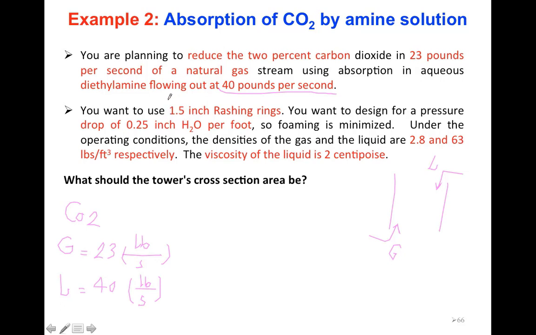You want to use 1.5 inch Raschig rings. This is the type of packing we use, to find the packing factor. You want to design for a pressure drop of 0.25 inch of water per foot of packing. And foaming is minimized, so in this condition you won't have any foaming.